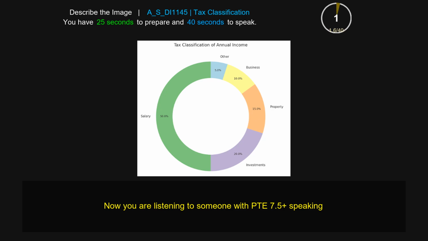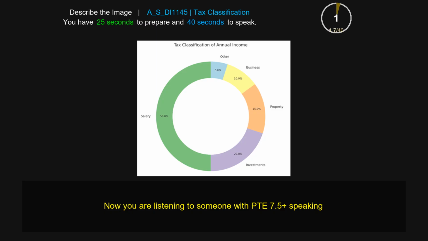This image is a pie chart that provides information on the tax classification of annual income over various categories, such as salary, investments, property, business, and others. Firstly, it is evident that salary is the highest category with 50%, followed by investments at 20%. Next, it is property at 15%, followed by business at 10%. The smallest is the others category at just 5%. Overall, this image illustrates the tax classification of annual income.